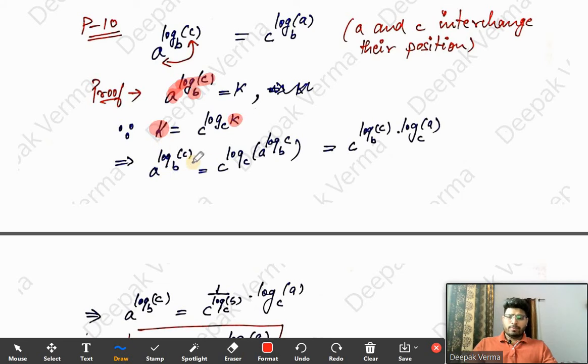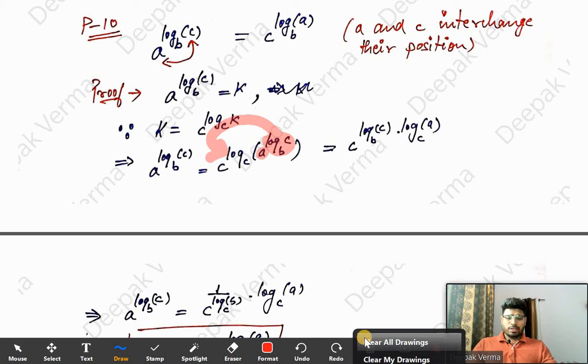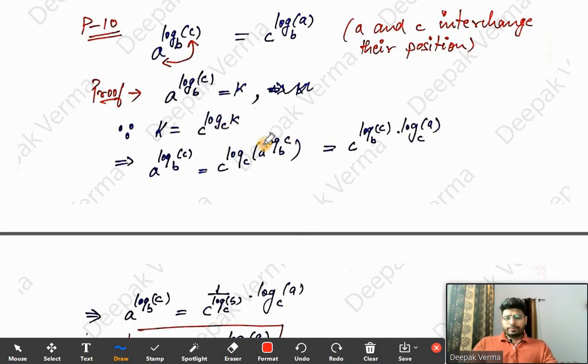Put the value of k back. We get a to the power log c base b here, and c to the power log c. Now k is equal to a to the power log c base b. Is it clear? Now this is a to the power log c base b. By using the property, this will come in front of log. We have a property, hope you remember. So we will be getting c to the power log c base b into log a base c. Is it clear? I hope it is fine.